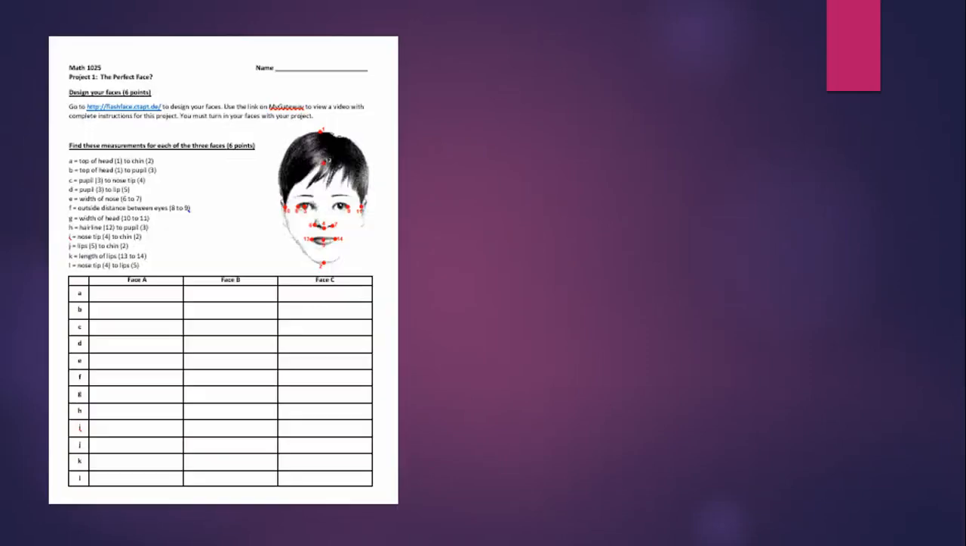So what you're going to find on My Gateway is a Word document that you'll be able to fill out and then print and turn in for your final project. Now, there's 4 pages to this document, and in addition to these 4 pages, you will also be turning in the 3 faces that you used to question your survey participants, and you also will have marked on those pages the points that you used to find your measurements.